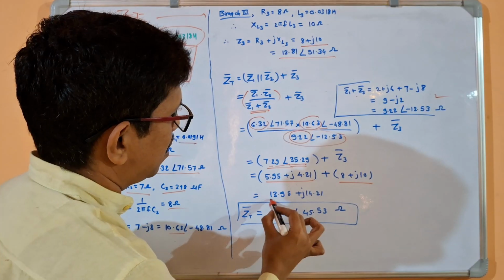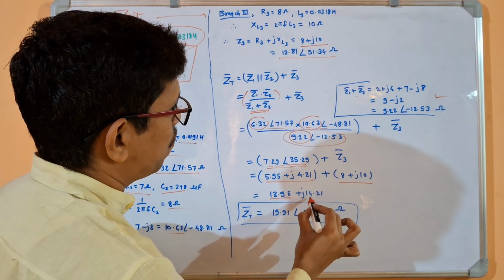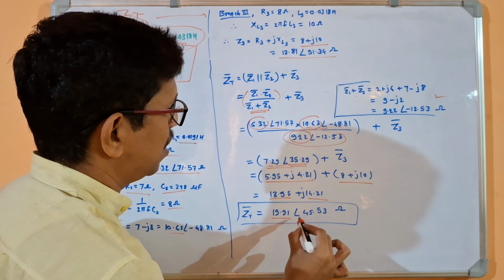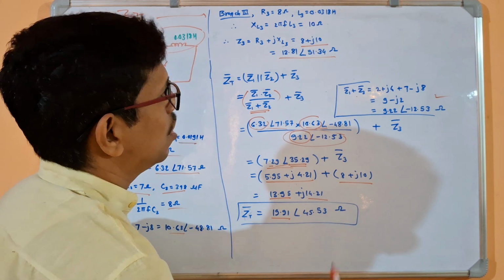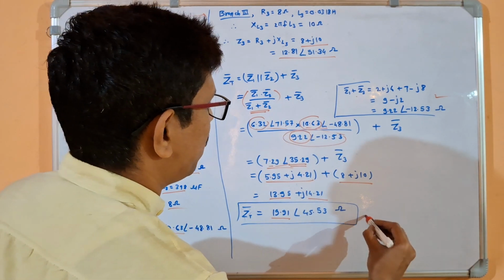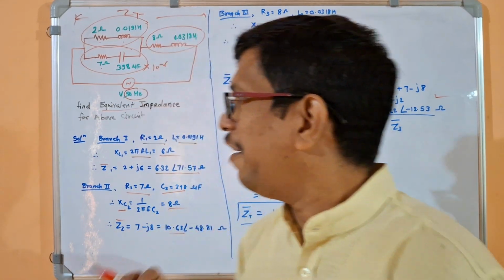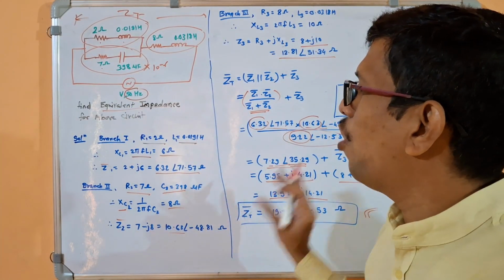आणि ऍड केल्यानंतर 13.95 प्लस J 14.21 येत आहे. टोटल Z इज 19.91 अँगल 40.53 ओहम. Okay, this is my final answer. Now see, we are having all Z's.